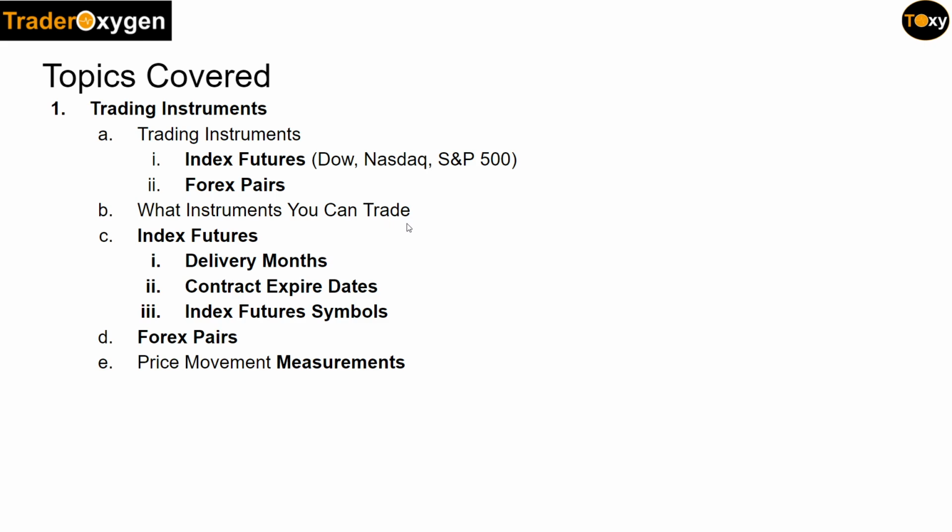The price action concepts taught in this course, you can apply to any instrument of your choice. We mainly focus on index futures to demonstrate examples, and you understand that there are delivery months, contract expiry dates, and specific symbols. And you got a basic idea of forex pairs and price movement measurements. Okay, let's see what's next.